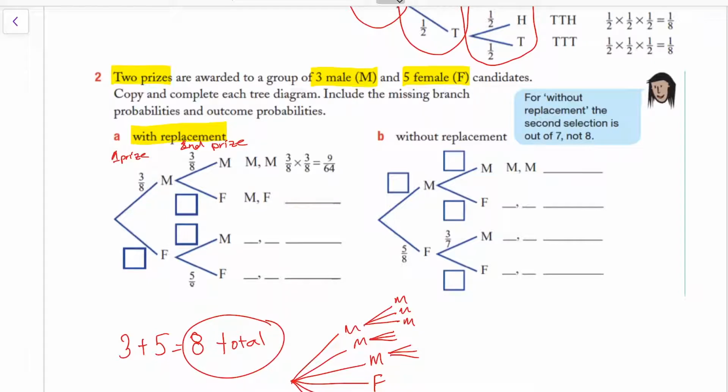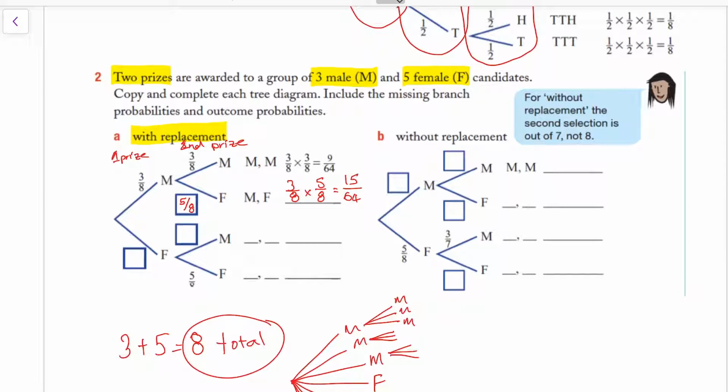So as you can see, my diagram's getting very tight and very messy. You want to try and avoid this situation, hence why we now use the fractions to make it a little bit easier. We've already said that there's 5 females, so this one in this box is going to be 5 over 8. Then my fraction is going to be 3 over 8 times 5 over 8. 3 times 5 is 15 over 64.